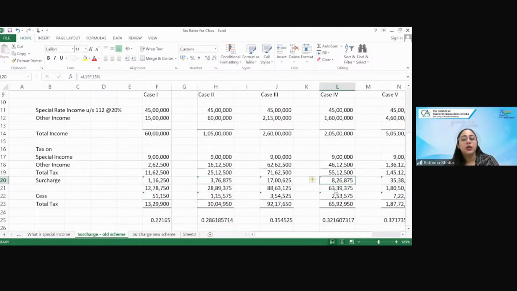Very good, Roja. Now it comes to total surcharge of 8,26,875. And now the final tax liability with cess comes to 65,92,950. Please calculate it once. See case 3 and case 4 once.